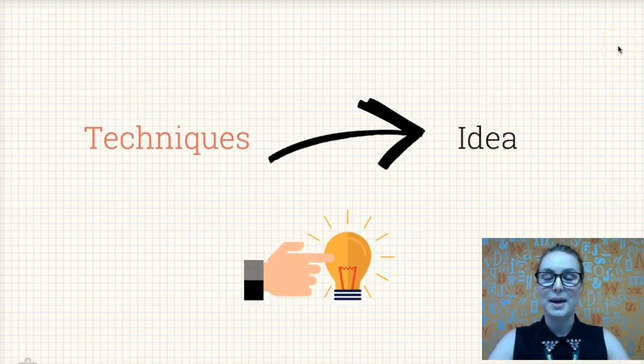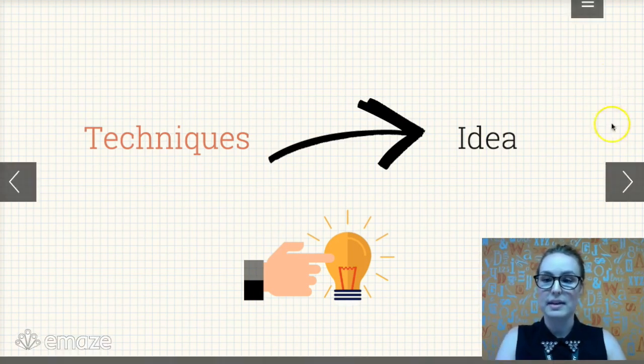So take home message here, make sure that regardless of which way you choose to structure your essay, you are talking about techniques and how they relate to your central idea. Really important that you don't forget techniques because you'll lose a lot of marks in your essay.